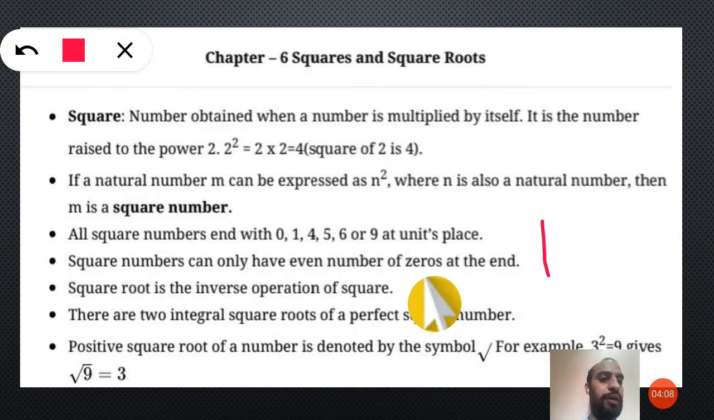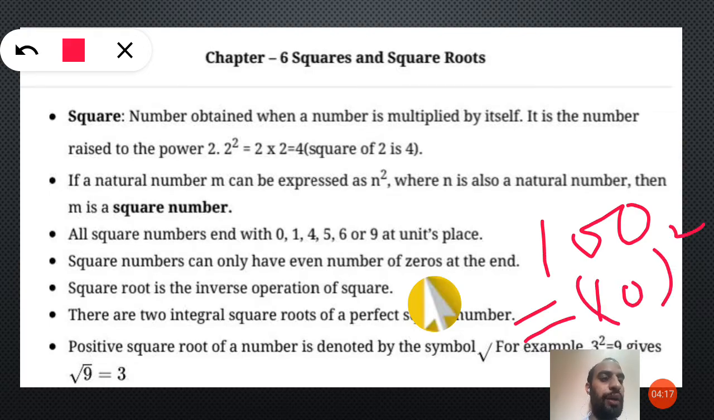For example, 100: the number of zeros is 2. So it is the perfect square of 10, since 10 raised to power 2 becomes 100. This is very important to understand.